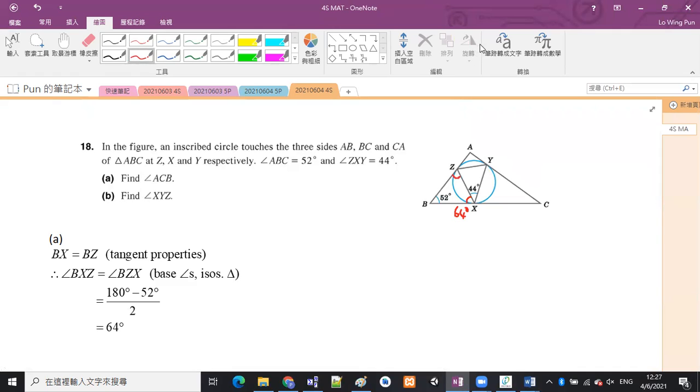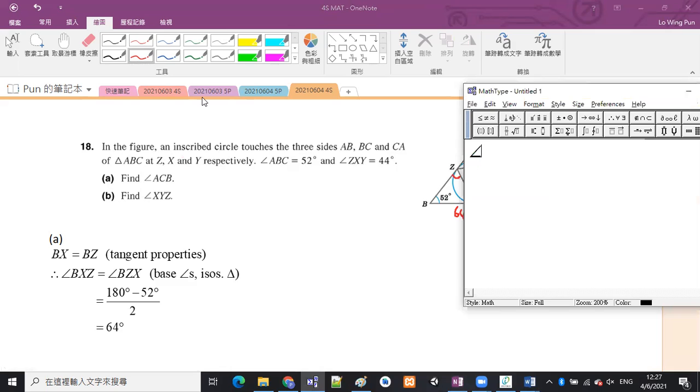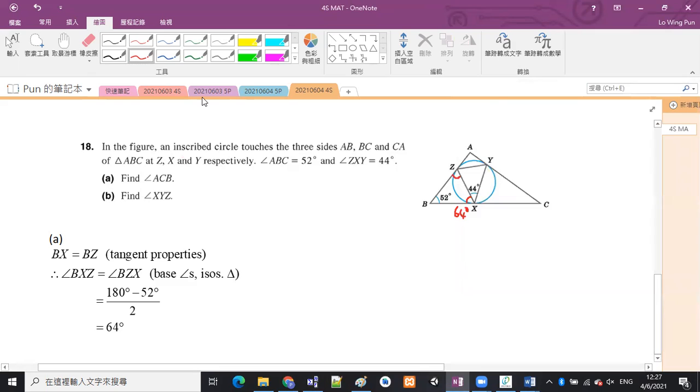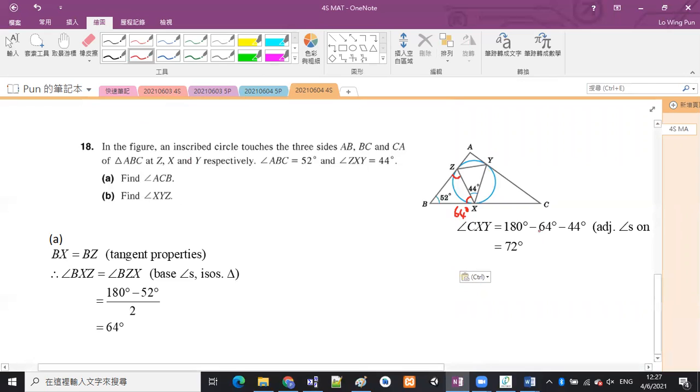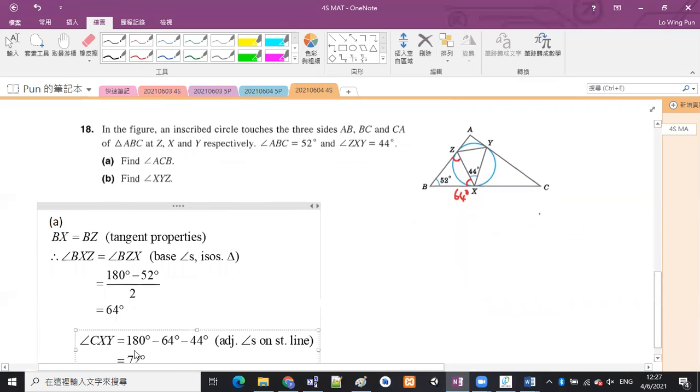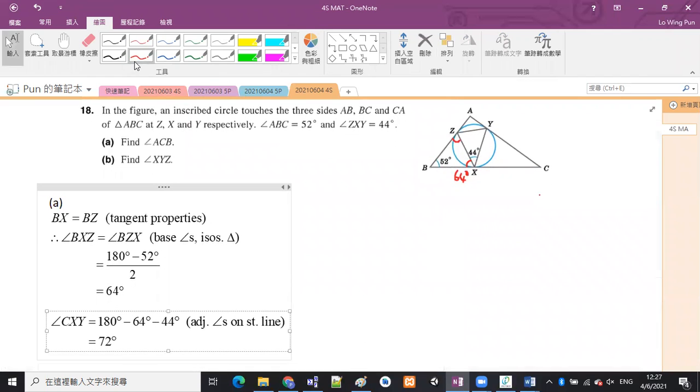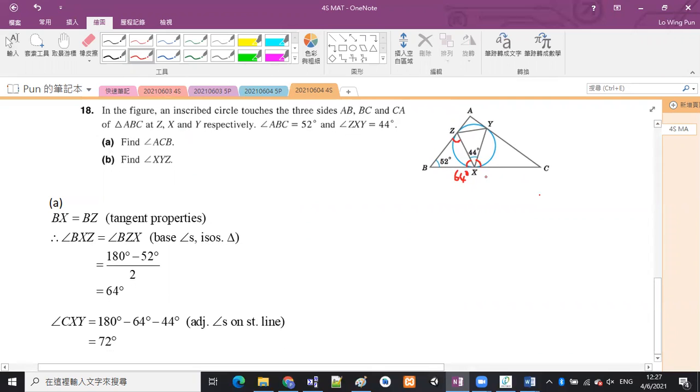And then, so after finding this 64 degrees, I can find angle CXY. Should be 180 degrees minus 64 degrees minus 44 degrees. And this is adjacent angles on straight line. And that should be equal to 72 degrees. So this angle is 72 degrees.